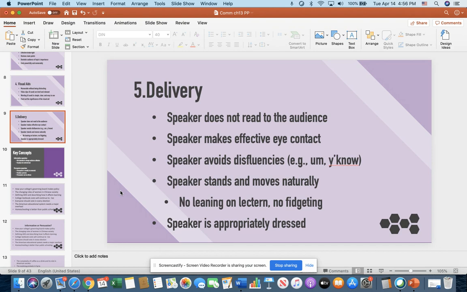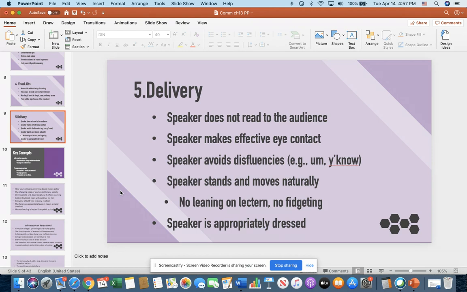Speaker stands and moves naturally. The only way, once again, you're going to be natural is by practice, standing, walking around. No leaning on the lectern and no fidgeting. Again, it's all nervousness. And if you need to, hang on loosely to the lectern with your hands on each side. If you're not sure what to do with your hands, keep your feet on the floor. Don't kick your feet. Don't cross your legs. Just stand firmly. And if you have good posture, take advantage of that.